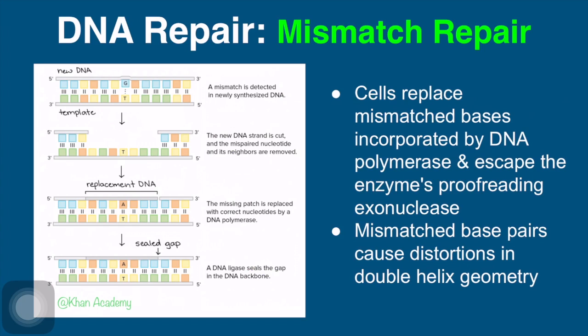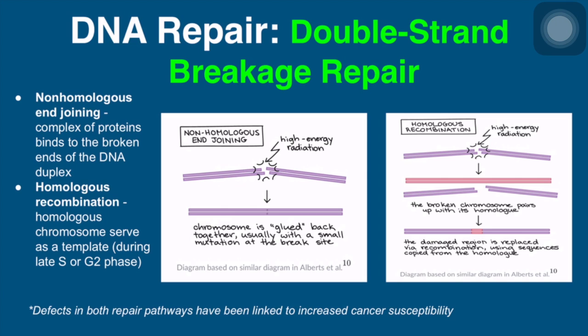A protein binds to the mispaired base and a second complex coats the DNA. DNA polymerase then replaces the missing section with correct nucleotides, and the DNA ligase seals the gap. Some factors can cause the splitting of the double-stranded DNA into two. Two pathways involved in the repair of the double-strand breaks are the non-homologous end joining and homologous recombination pathways.